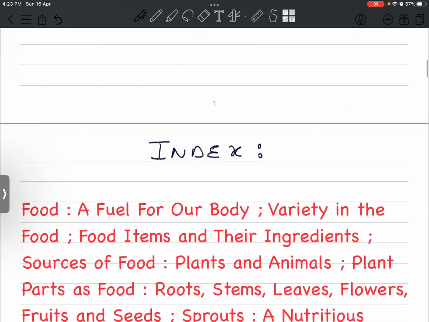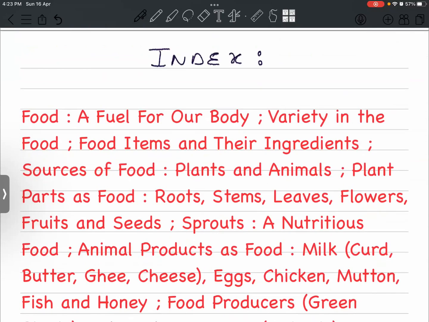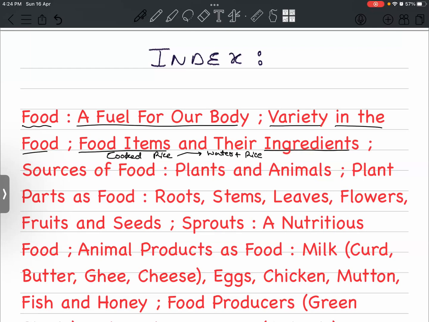So let's talk about the different things which we are going to cover in this chapter. How food is a fuel for our body. What are the different varieties of foods which we eat? What are the different food items and their ingredients? Like if I told you cooked rice, what are its ingredients? It is basically containing water, hot water, plus rice.